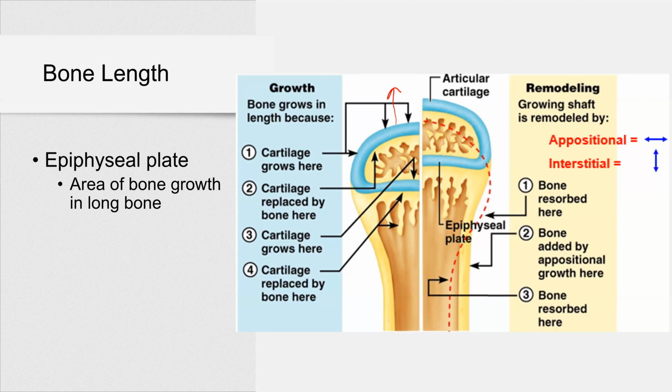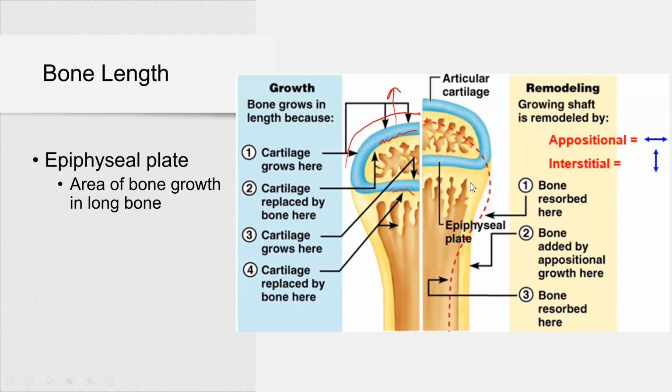And then this part and this part will be replaced by bone. So you have cartilage growing on the top, but the cartilage underneath will be replaced by bone, right? So that's going to be ossification. So cartilage growth here and here, and cartilage replaced by bone over here and over here. And this is your new bone now, right? You see it grow longer, but now it has a different shape.